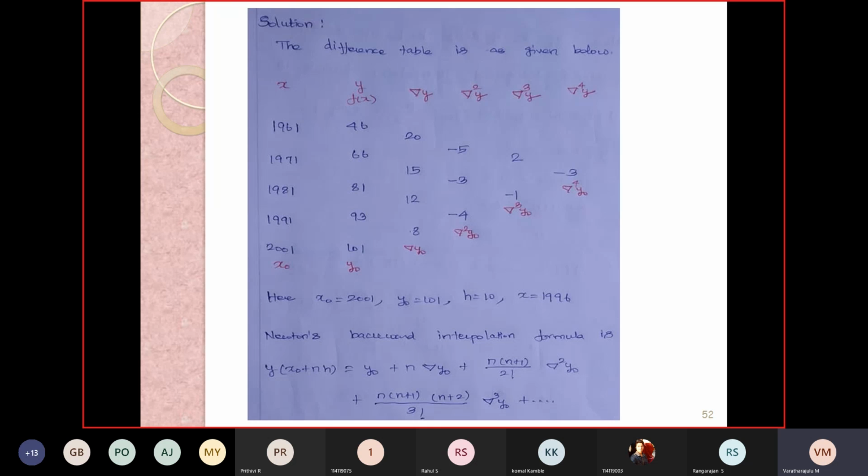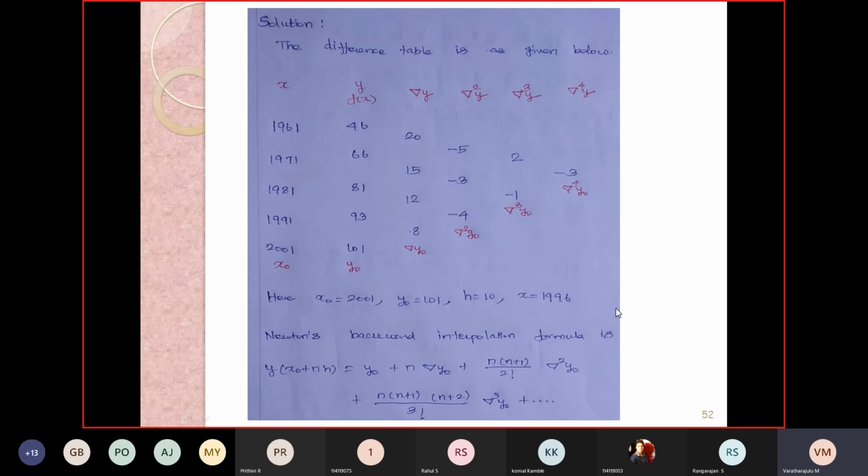Concerning the differences over the data here, del y is 25, 78. The second differences are minus 5, minus 3, minus 4, the third differences are 2, minus 1, and the fourth difference is minus 3. Here x naught is equal to 2001, y naught is equal to 101, and the first difference is 8, second difference is minus 4, third difference is minus 1, fourth difference is minus 3.